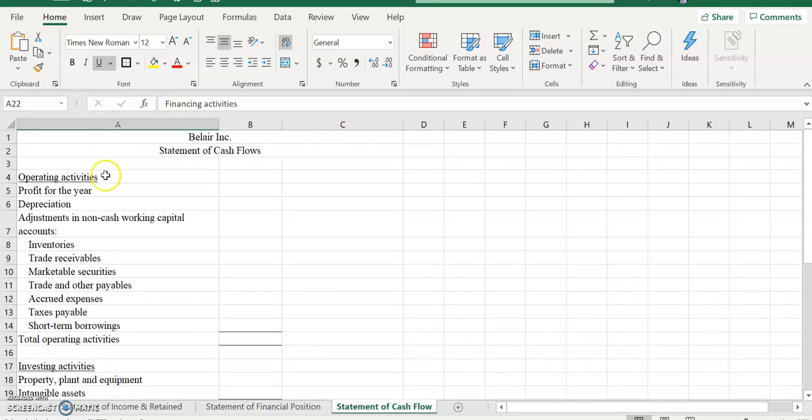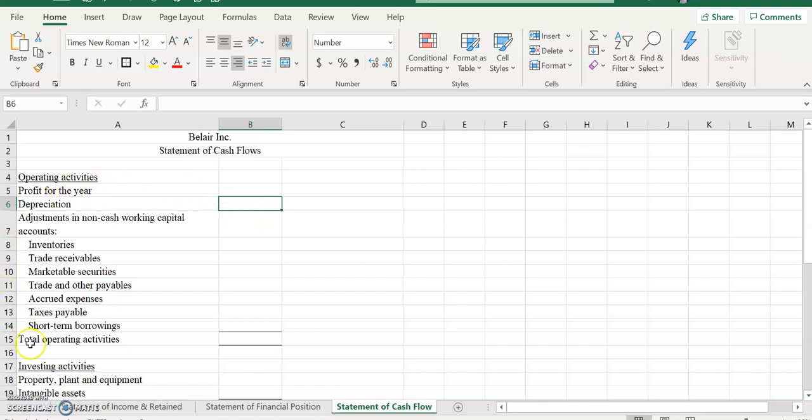And now when we're looking at operating activities, we're looking at the profit for the year, which comes from our statement of income. And remember I said that there's one thing that does not affect cash that we have to take off of here, and that is the depreciation. And I'll show you in just a second how we do that.